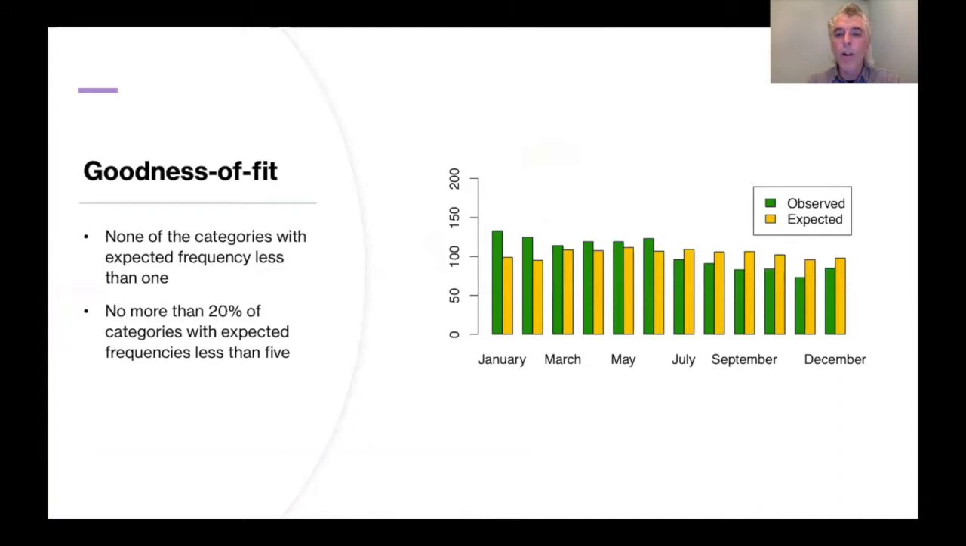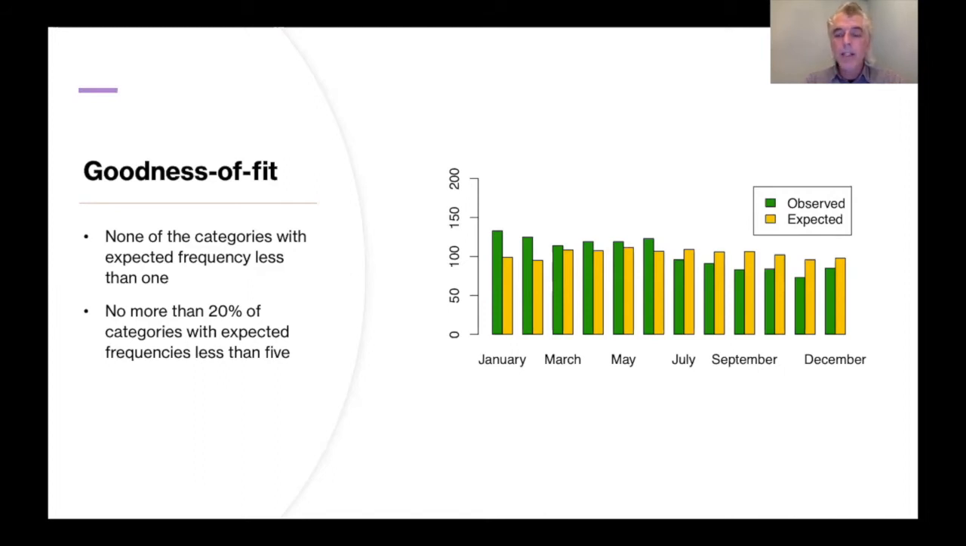If you recall, as an example, the goodness of fit test, where one of our assumptions was that none of the frequencies of expected values in any of the categories could be too small. In particular, the goodness of fit test assumes that none of the categories have expected frequencies less than 1, and no more than 20% of the categories have expected frequencies less than 5.